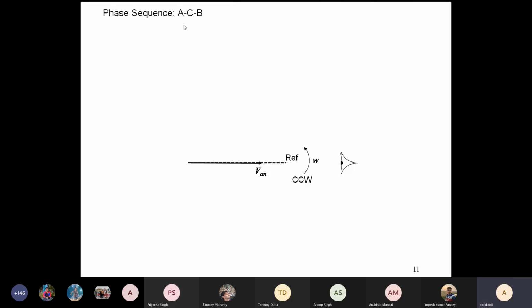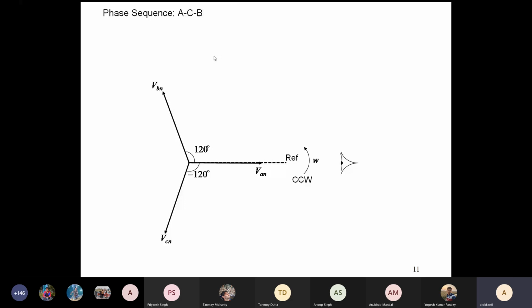ACB. So A will be VM angle 0. Then VC will come. VC will be VM angle minus 120 degrees. So there is the VC, because I have given you the phase sequence ACB. Then following the C will be the B phase, which is at an angle minus 240 degrees, or equivalently 120 degrees positive. So if the phase sequence is ACB, this will be the phasor diagram.